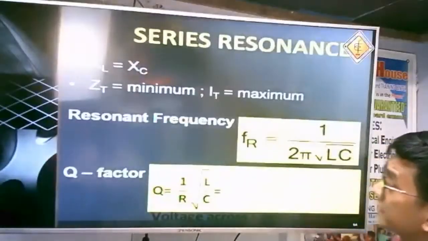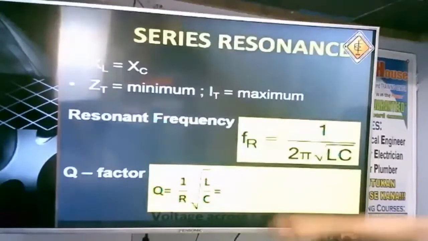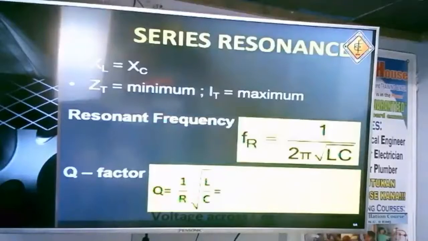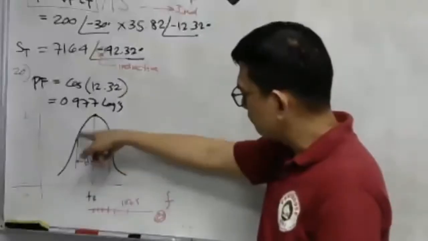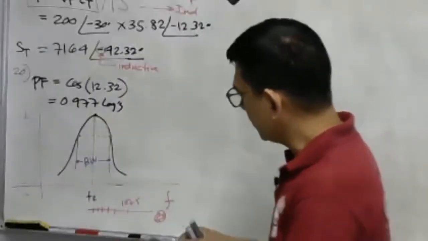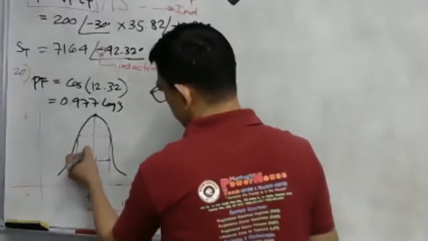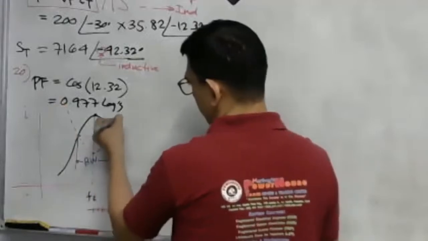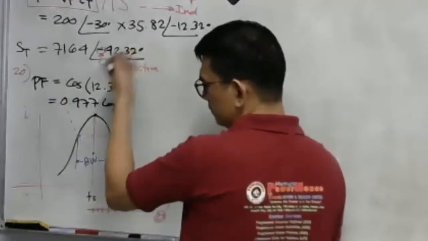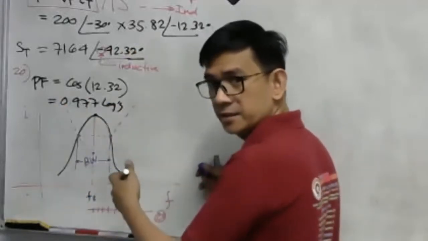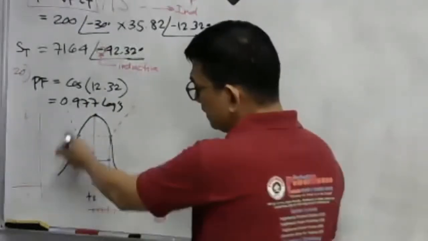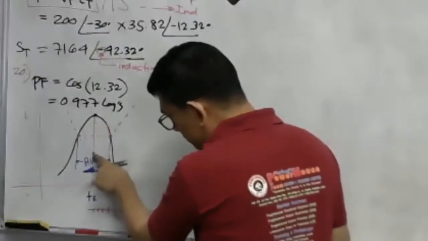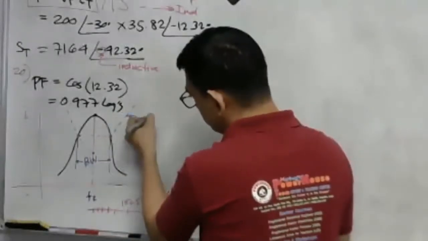For series resonance, X sub L is equal to X sub C. The ZT is minimum. Our impedance is minimum. Let's say this is a current. Where is the impedance? The impedance is somewhere here. You see, that is upward, and the impedance is downward. Did you imagine that? Never mind. When you reach the maximum point of the current, this is the minimum point. This is the impedance curve.